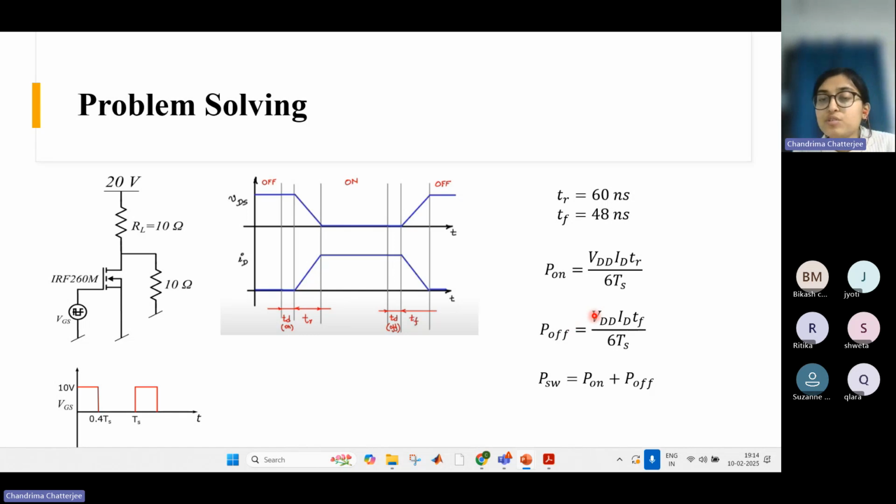Now what we need to do is find out the value of VDD and the value of ID, because we already have TR and TF values, and we also know the frequency is 10 kilohertz. So our TS will be 1 by 10,000. Okay, that will be our TS, that is the time period.